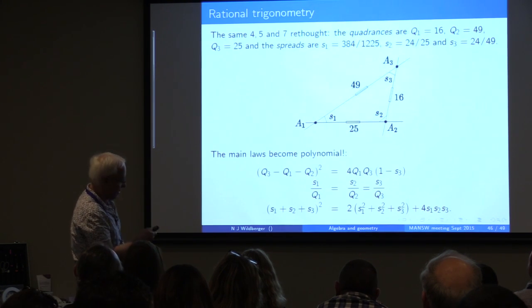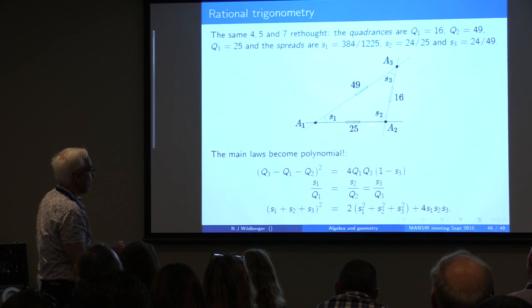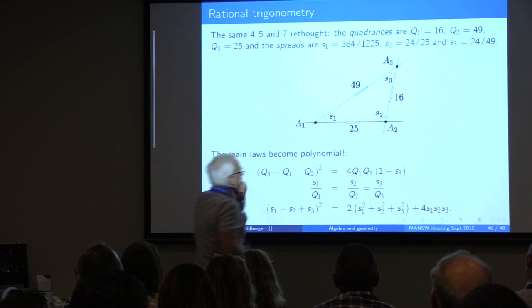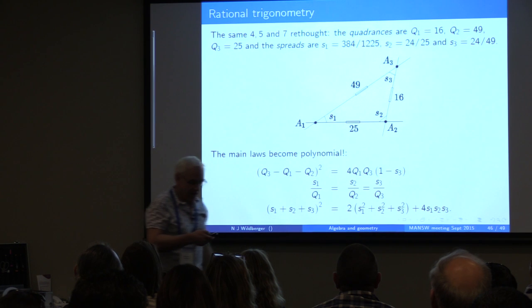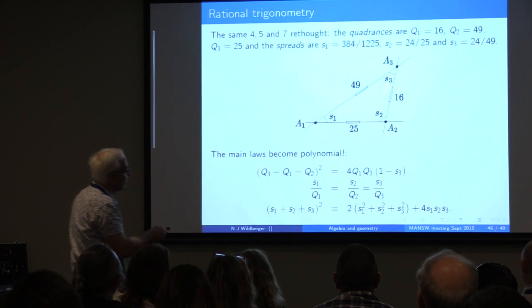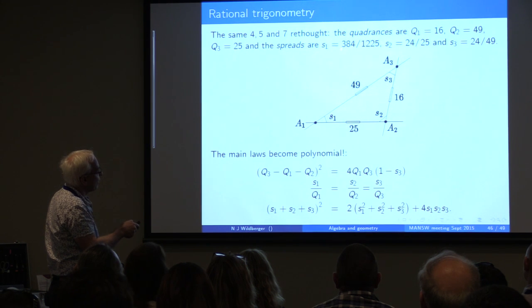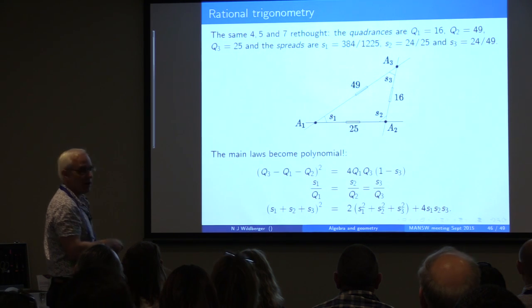Okay, so the same triangle that we started with, the 4, 5, 7 triangle, in rational trigonometry would look like this: the quadrances would be 16, 25, and 49. And then these spreads, not angles, but rather spreads, turn out to be precisely 384 over 1,225, 24 over 25, and 24 over 49.